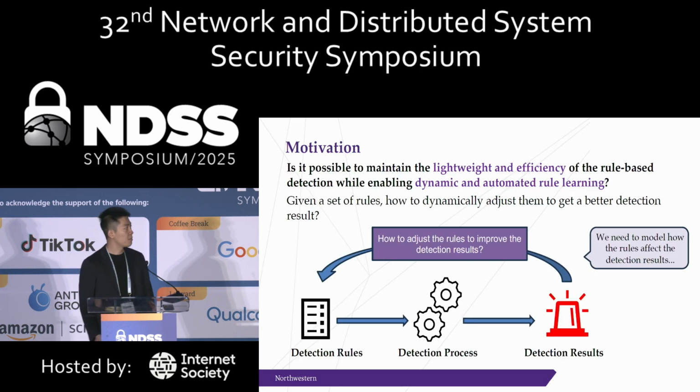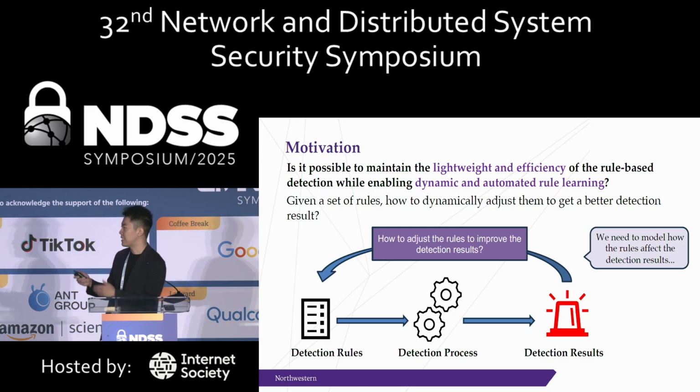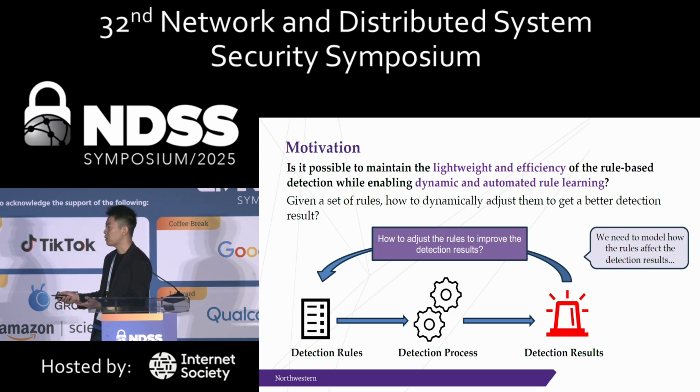So here comes our motivation. We want to ask the question: is it possible to maintain the lightweight nature and efficiency of the rule-based detection system while enabling dynamic and automatic rule learning? Here's what we want to do. We have a set of detection rules, and we use this set of rules to perform the detection, and of course, we get the detection results. And our question is, how do we adjust the detection rules to improve the detection results?